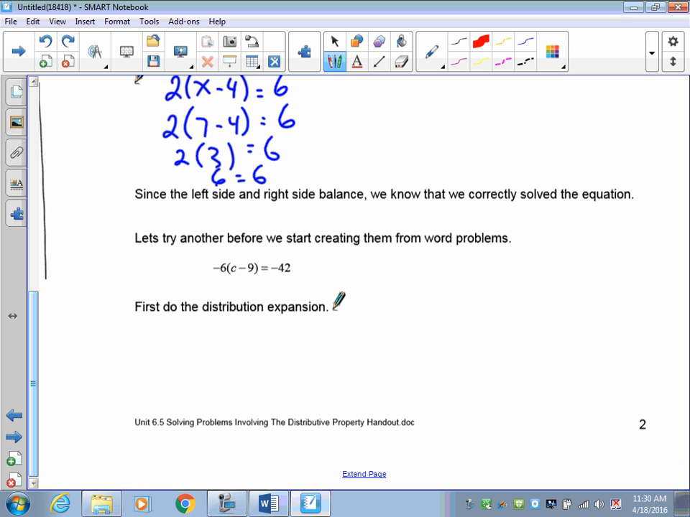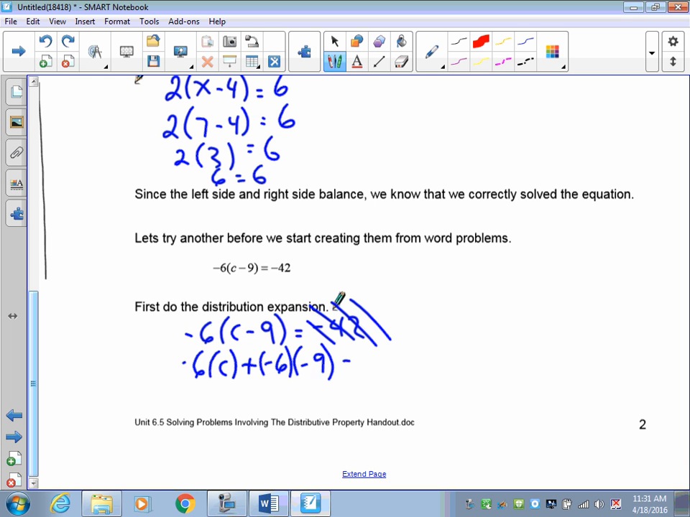All right, so here we go. We've got negative 6 onto c take away 9 is equal to negative 42. We're not going to worry about the negative 42 for now. Just put it there, but don't think about it. So negative 6 times c plus negative 6 times negative 9. Notice I keep the negatives with all the numbers and separated them with a plus sign. I still have to keep my negative 42 here because nothing's changed there.